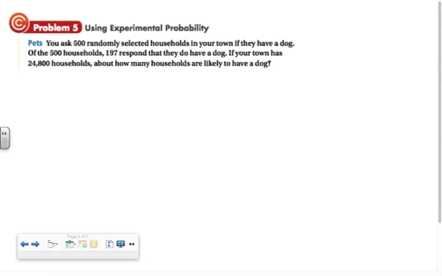In problem 5, I ask 500 randomly selected households if they have a dog, and of those 500 households, 197 respond that they do have a dog. So in this problem, what they're asking us to do is to use that experiment to predict how many households will have a dog in the 24,800 households of the entire town. So we start by finding the experimental probability of having a dog.